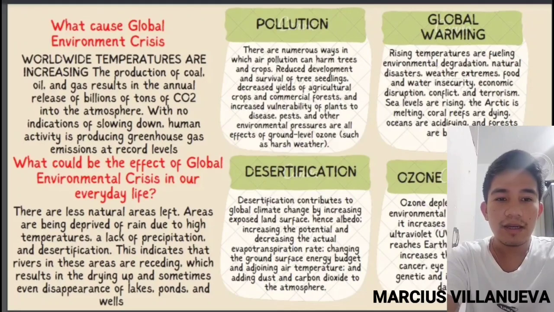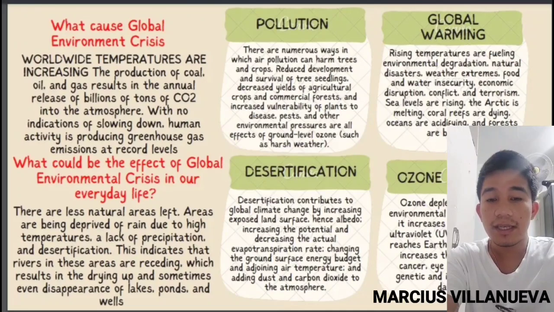What caused global environmental crisis? Worldwide temperatures are increasing. The production of coal, oil, and gas results in the annual release of billions of tons of CO2 into the atmosphere with no indications of slowing down. Human activity is producing greenhouse gas emissions at record levels.